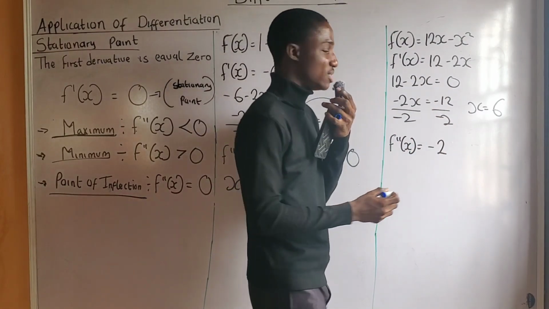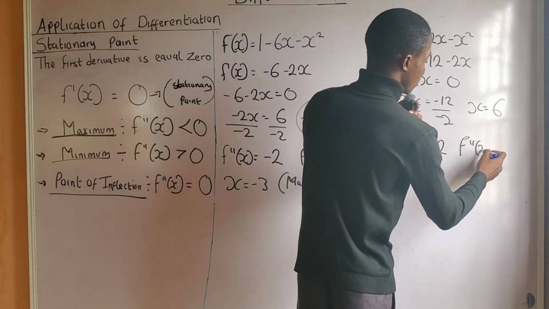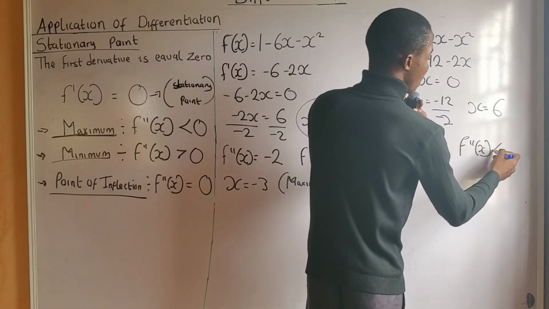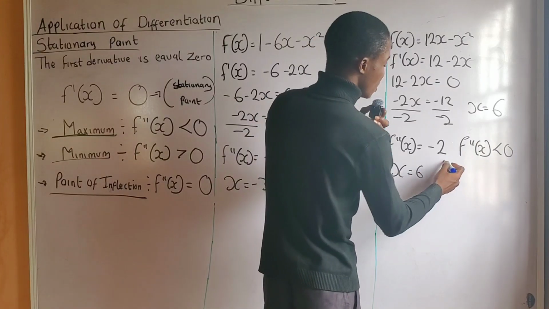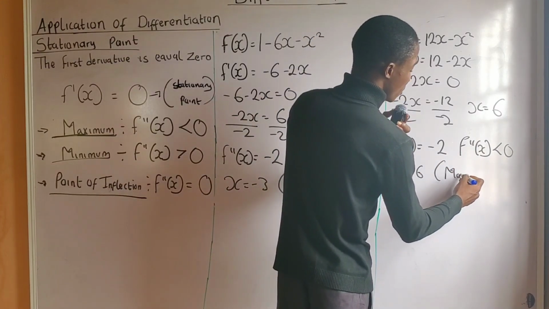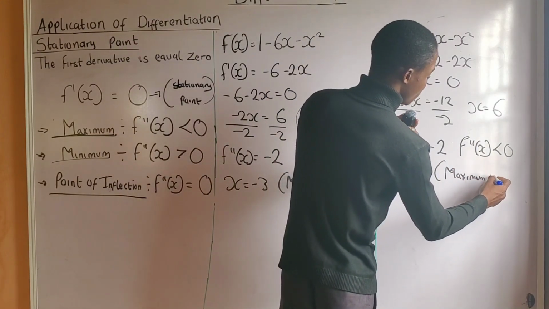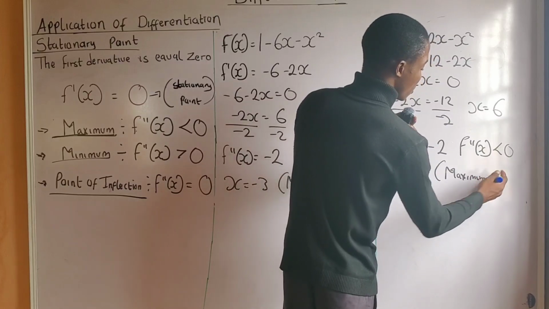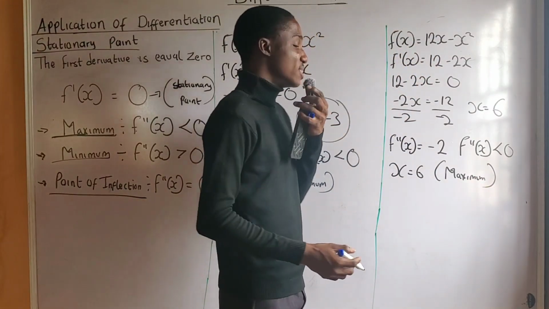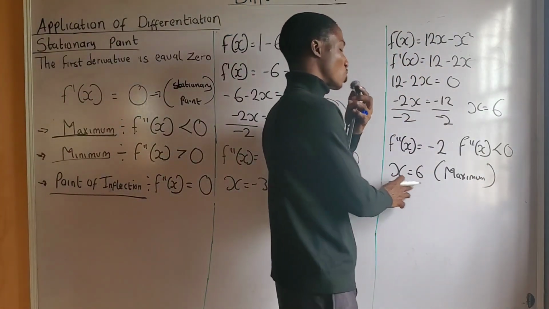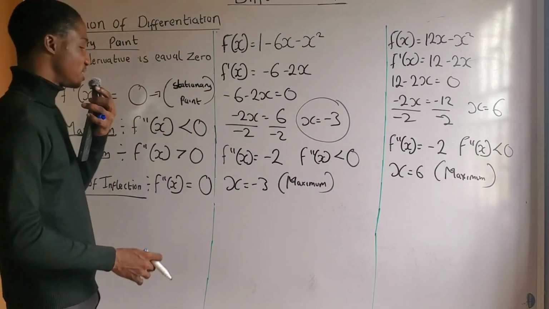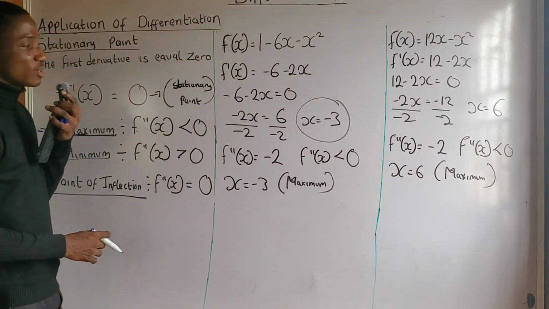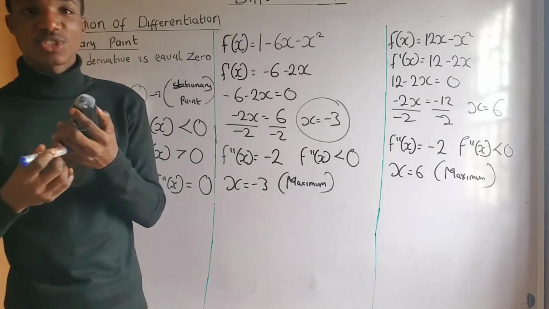Now, because the second derivative of f of x is less than 0, that means the stationary point x equals 6 is a maximum point. The stationary point is a maximum at x equals 6 because the second derivative of f of x is less than 0, okay? Now, let us look at more work question on stationary point, okay?